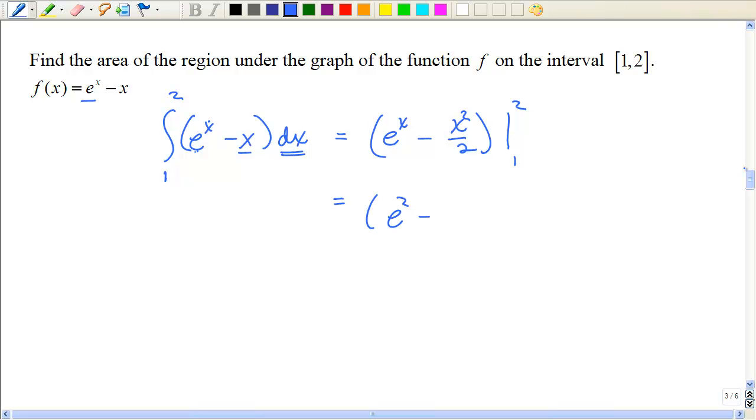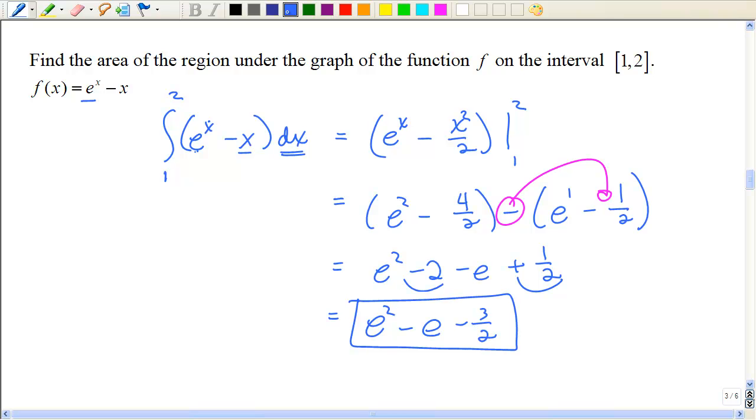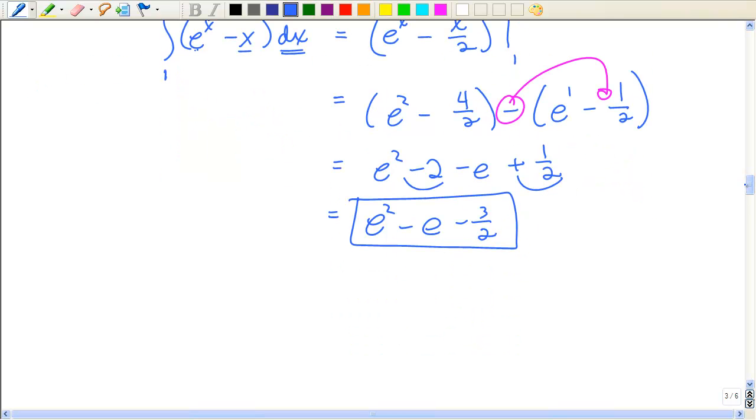So I have e squared minus 4 over 2 minus e to the first minus 1/2. Right? Let's just leave the e's as e's for right now. Don't forget to distribute this minus sign. That's a very common mistake. All right, so I have e squared minus e, a negative 2 plus 1/2 is a negative 3/2. We could leave it like that, or you could go to your calculator and get a decimal approximation. This is approximately 3.17.